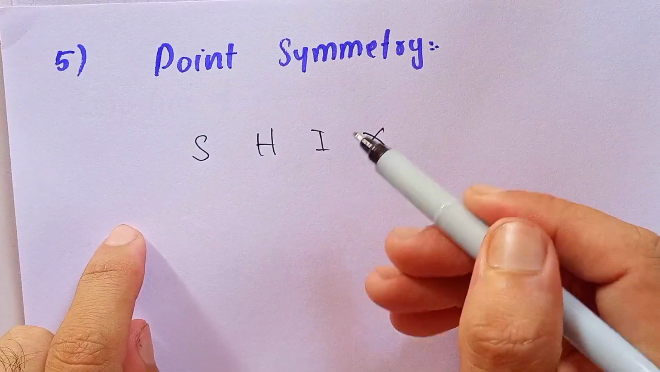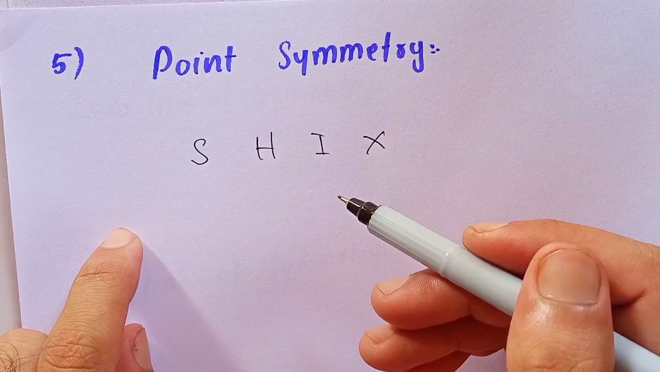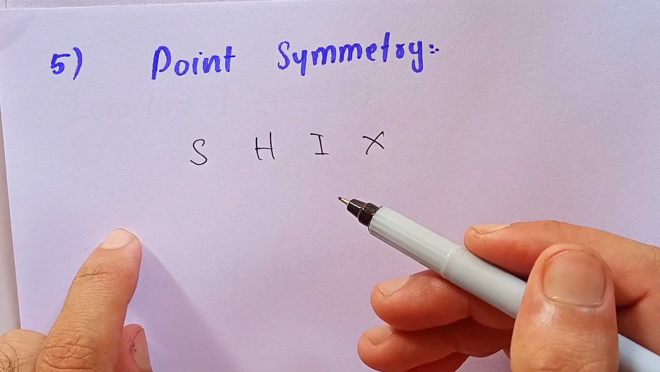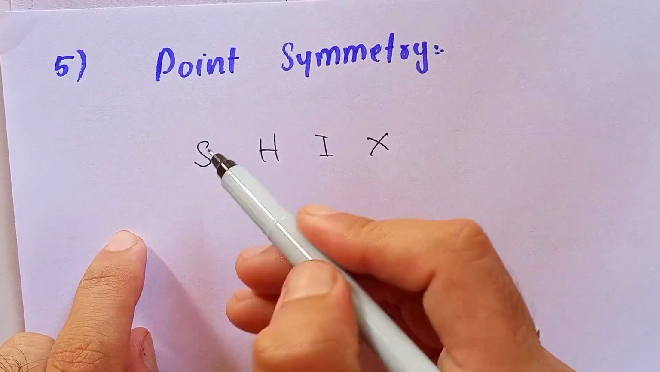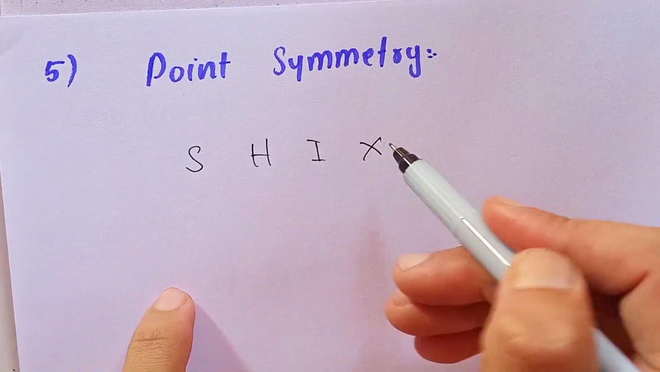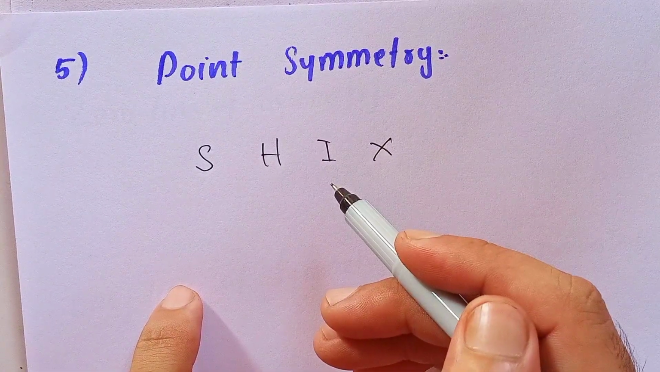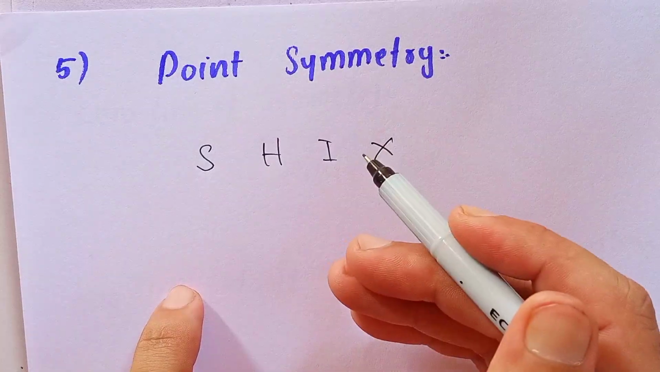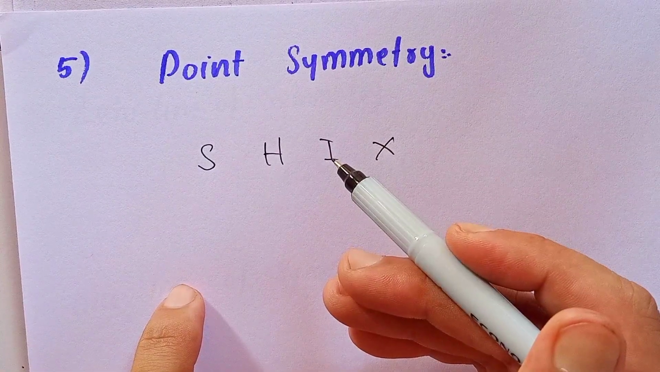Now the fifth one is point symmetry. Point symmetry occurs when a figure looks the same after being rotated 180 degrees around the central point. For example, S, H, I, and X are such figures. If we rotate these figures by 180 degrees around the central point, they look the same as before. Such type of symmetry is called point symmetry.